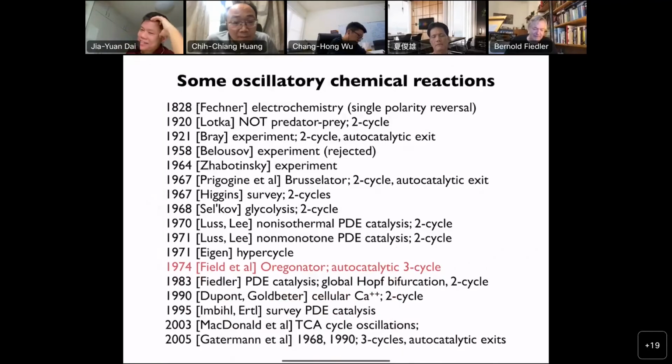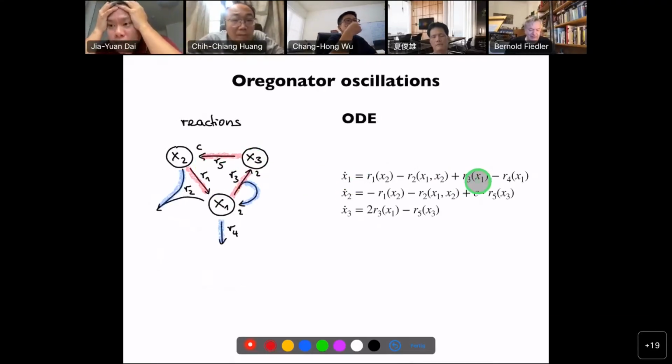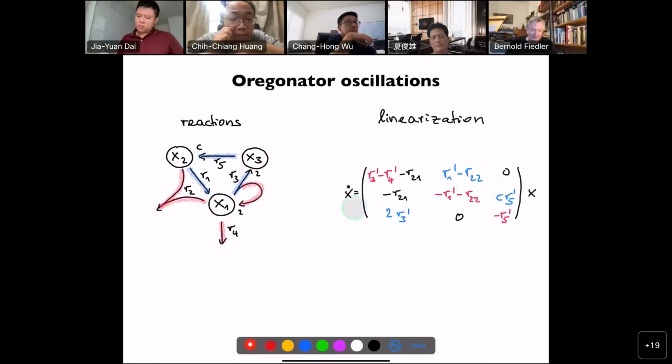And let me do the examples. So in the oregonator example, that's a known oscillatory reaction. I wrote the general form of this here. We find a cycle, a three cycle in blue. Well, obviously, here's the blue 3 cycle.